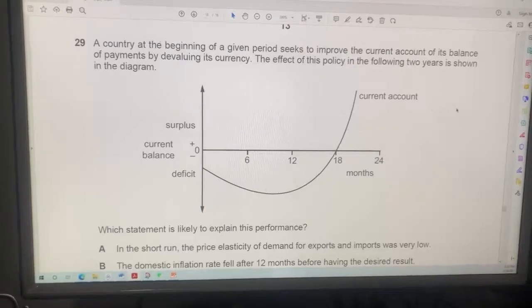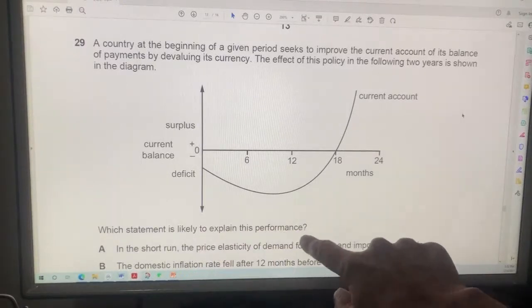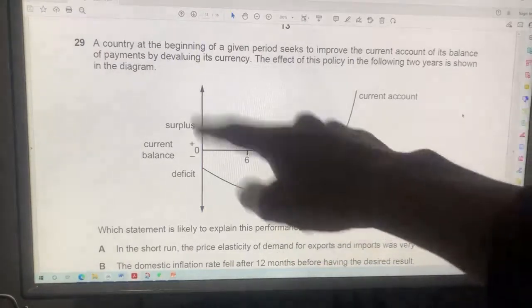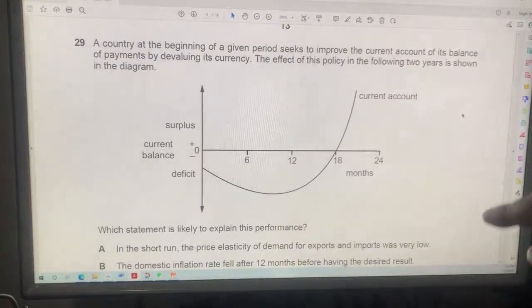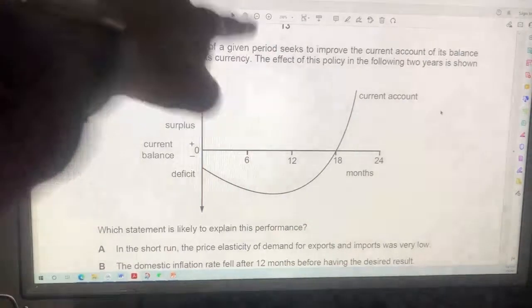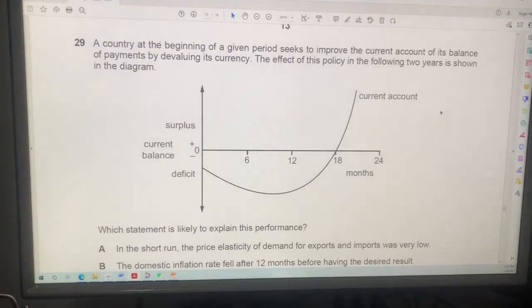Here's question 29, and, well, okay, I'll read it. So what statement is likely to explain this performance? This is the J curve, right? And it's governed by the Marshall-Lerner condition. So it says a country at the beginning of a given period seeks to improve the current account of its balance of payments by devaluing its currency. Definitely Marshall-Lerner. The effect of this policy in the following 2 years is shown in the diagram.